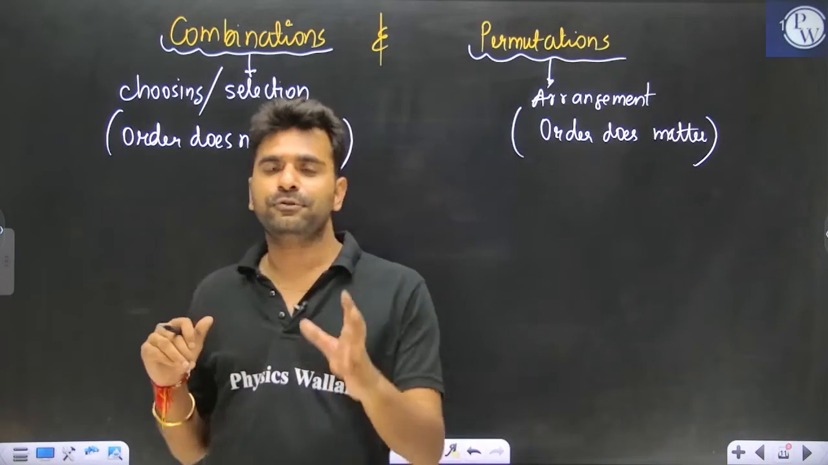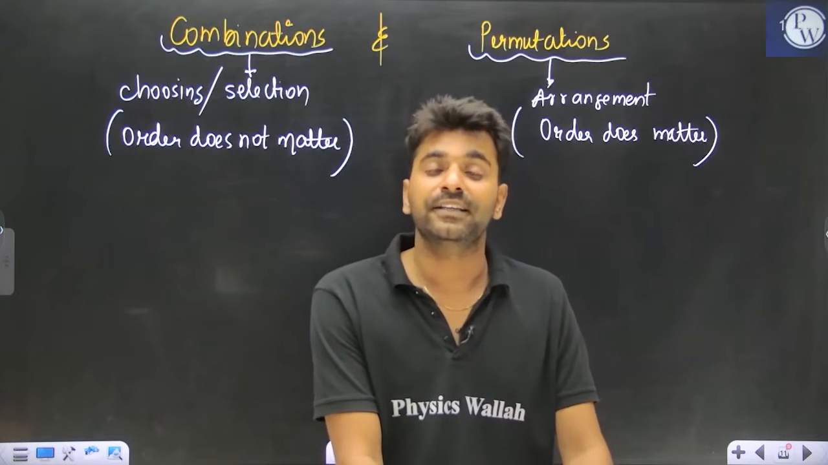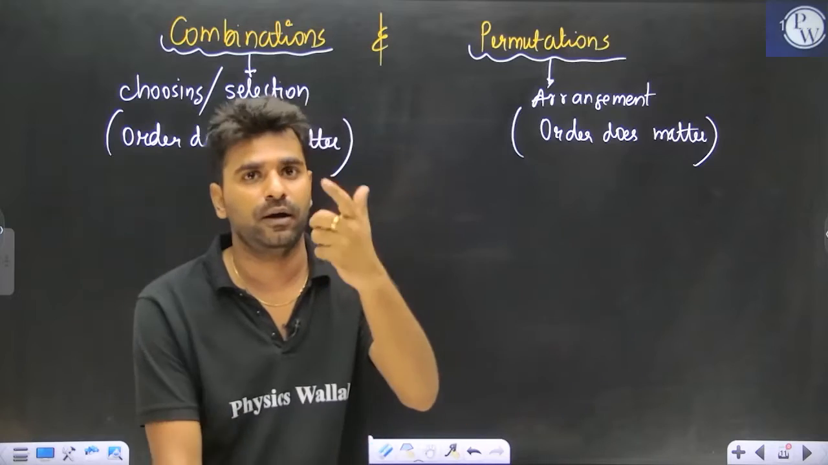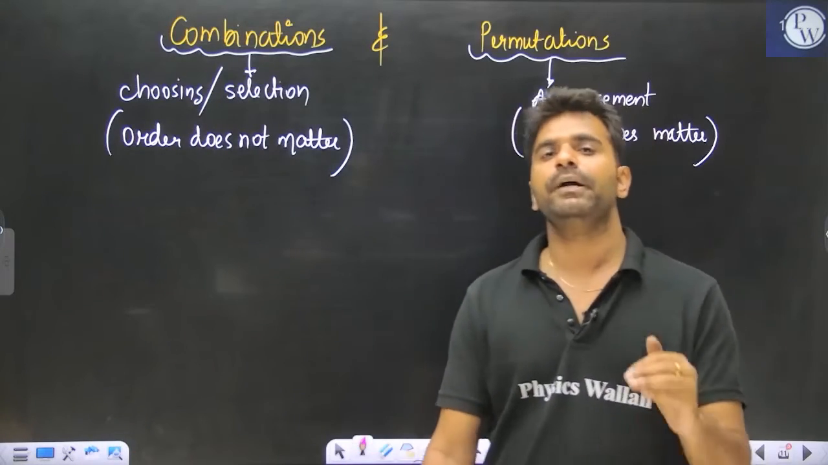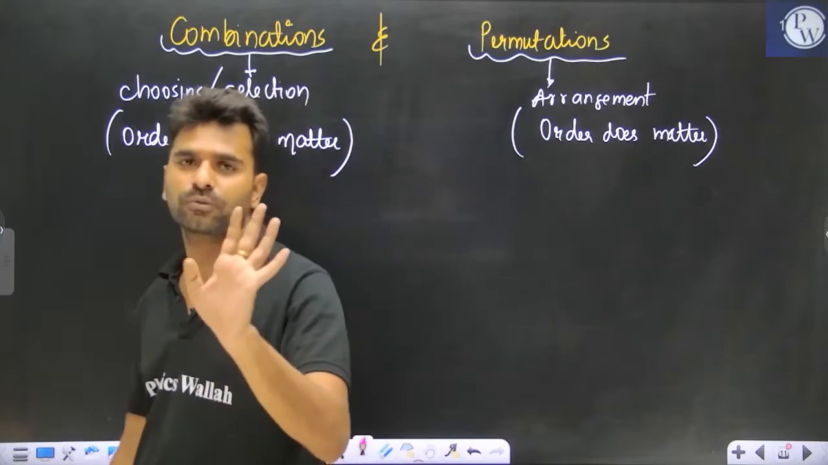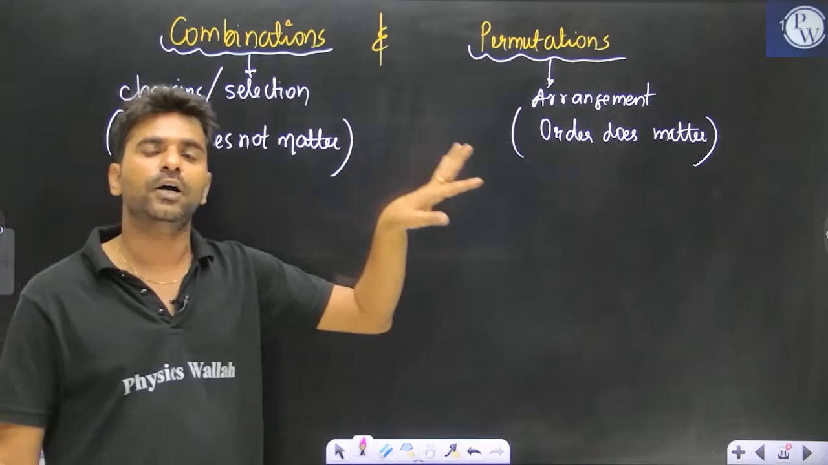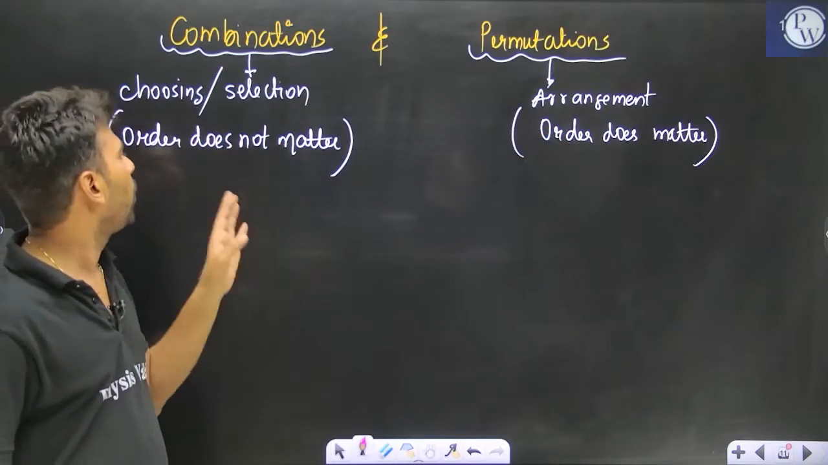Whereas arrangement, the word order. Now let's say you have chosen those 11 people and you are sending them to bat. There is the term batting order, so their order will matter: who is coming at 1 down, who is coming at 2 down, who is coming at 3 down, yes or no? So arrangement and selection are two different things. In arrangement, order does matter. In selection, order does not matter.